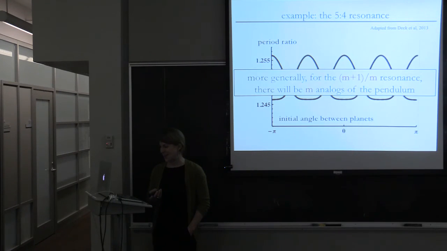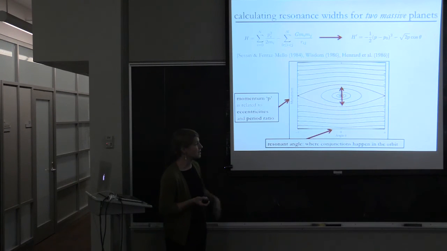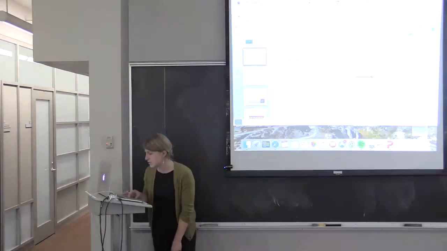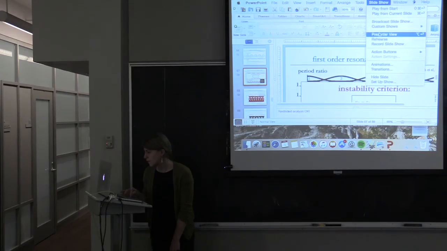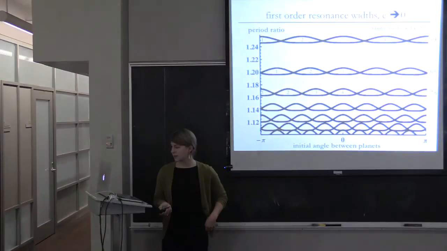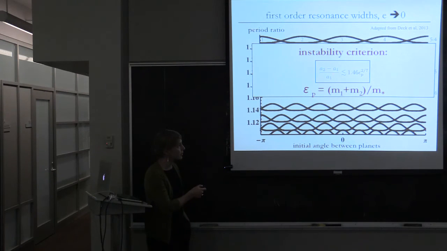Okay, so I think I'm going to have to skip all this, but I'll just say that we apply the resonance overlap criterion to systems of 2 planets, and so we derive their widths and we figure out when they overlap. And the criterion that we come up with is that instability occurs if the initial separation between the 2 planets is less than this critical value, where epsilon p depends on the total mass of the planets to the 2/7 power. So this is a stability criterion now for pairs of compact planets.